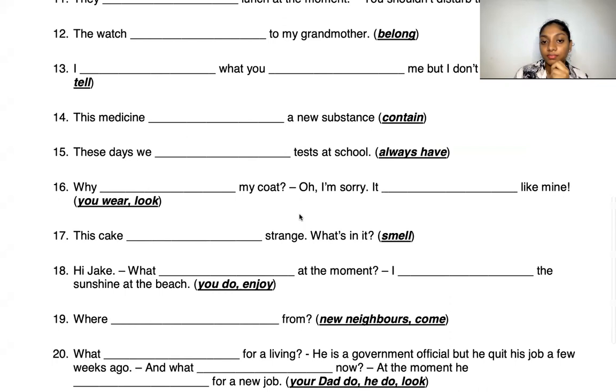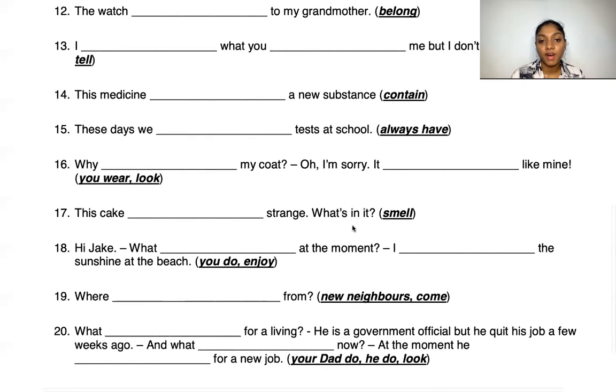These days we. දැන් මෙතන තියෙනවා always කියලා. always නම් we always have tests. අපි are having කියලා change කරන්නේ නැහැ. මොකද හැම වෙලාවෙම always. So these days we always have tests at school. Number 16. Why?